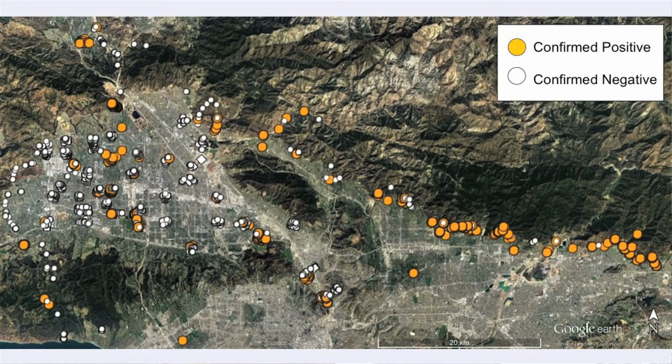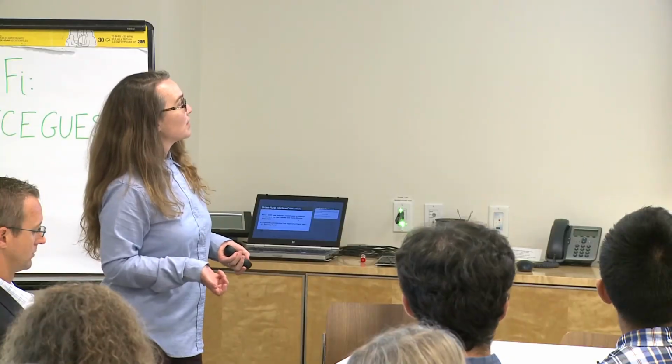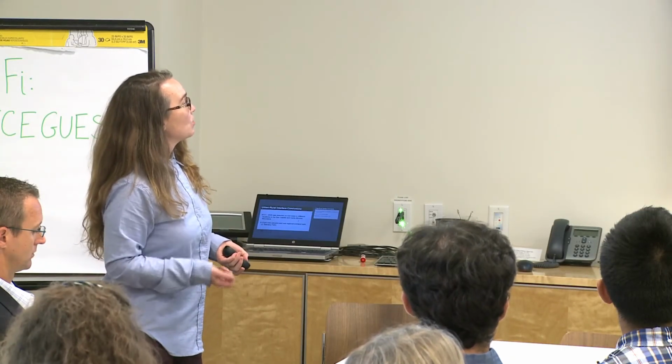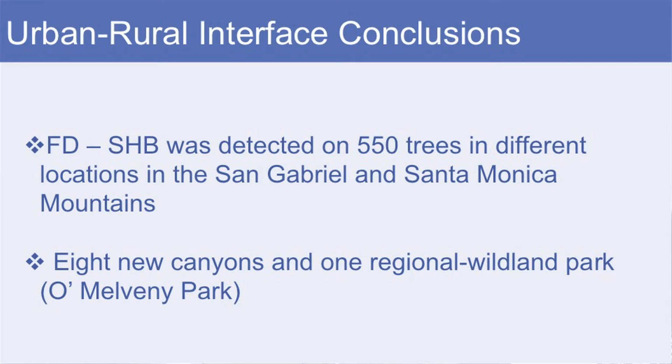This is the distribution of the trees that I identified, and all of this is on our interactive map online, and I will show that website at the end of the presentation. But the orange is the confirmed, the white is the negative. So I detected 550 trees, 8 new canyons and 1 regional park. 2 new reproductive hosts were identified. Sycamore was the most abundant and widespread.